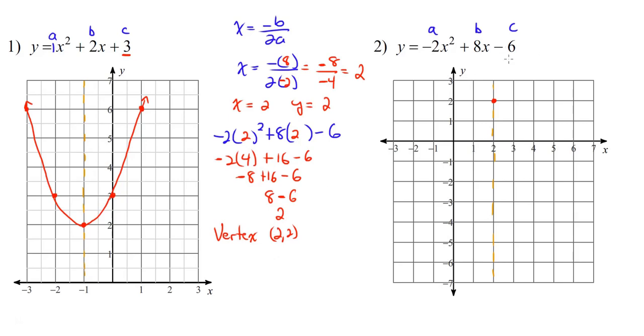Remember what else we know here? We know that since our c value is negative 6, that is also our y-intercept. Our y-intercept is (0, negative 6). So we can go ahead and come over here and plot this point right here.